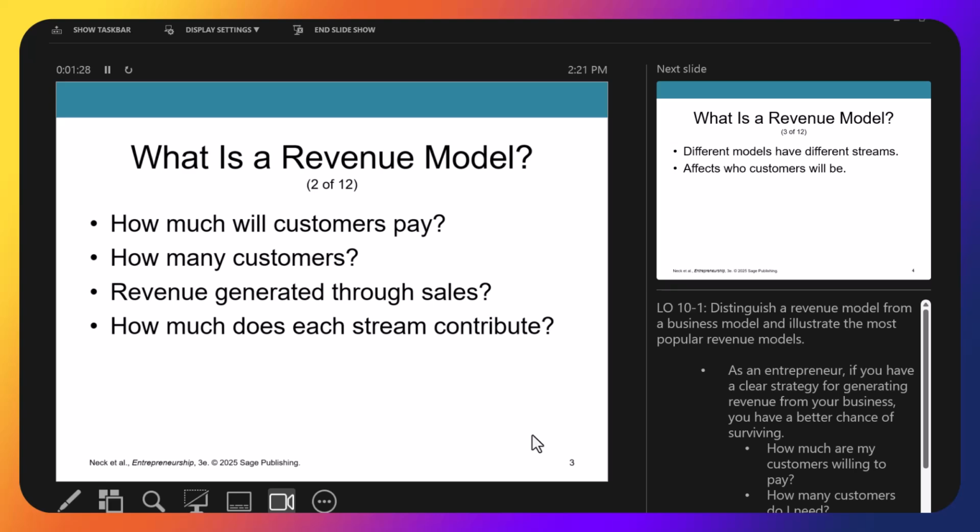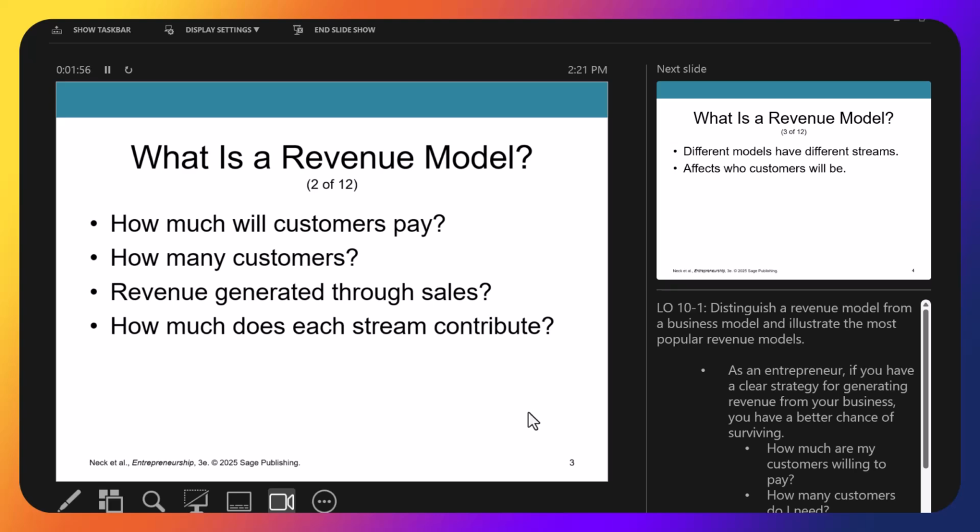What is a revenue model? How much will customers pay? How many customers? Revenue generated through sales. How much does each stream contribute? When you're looking at revenue models, these things are very important. How much will the customers pay? Are you undercharging? Are you overcharging? How many customers do you have? Do you have enough customers to actually make a profit? Are you generating enough sales?